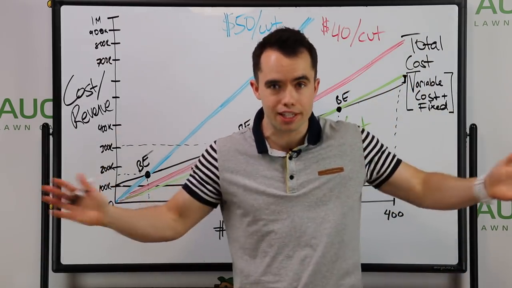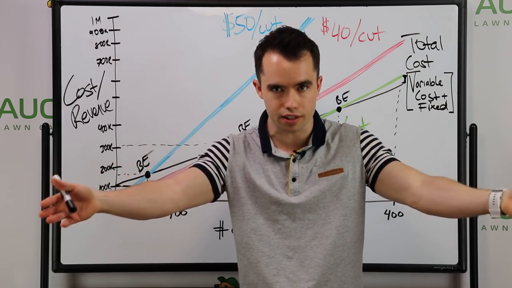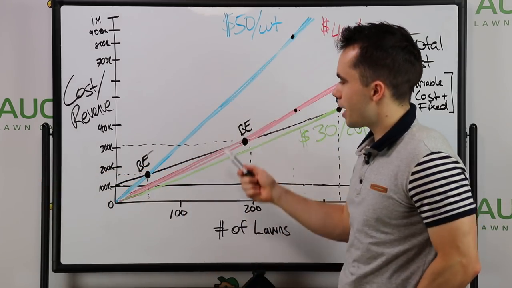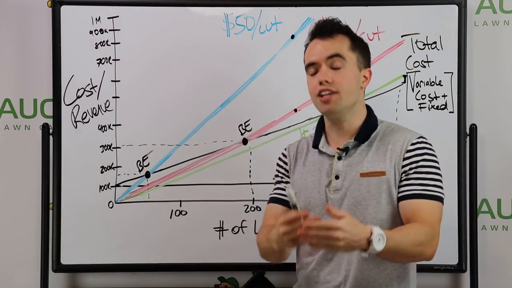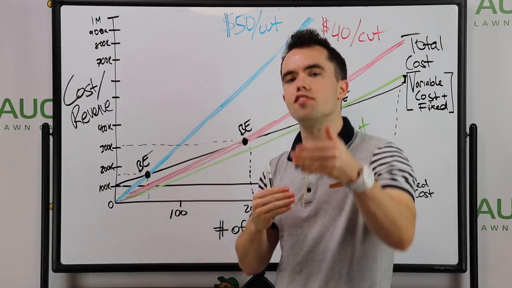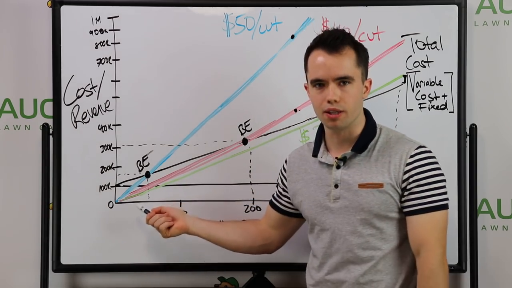That can be very discouraging, having to wait that long to hit break even and not making any money. You're losing money every single year. And so if you have a higher price, you don't need as many customers and you don't need as much time. You don't need as long of a runway to actually hit profitability.